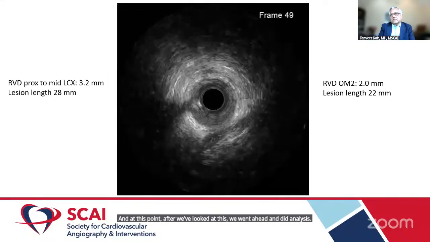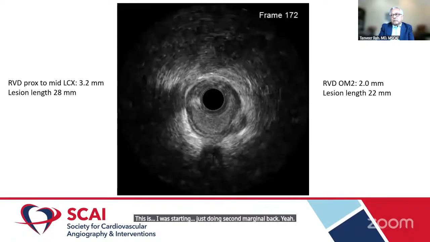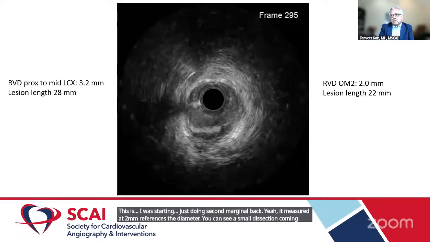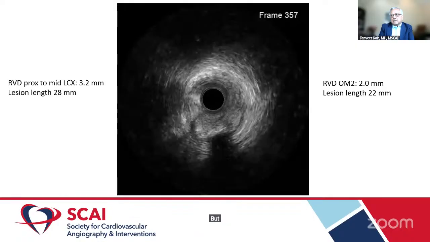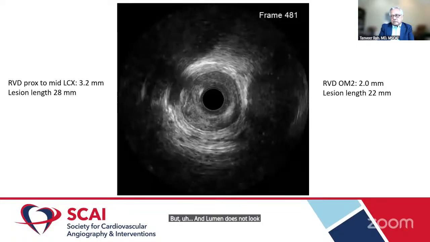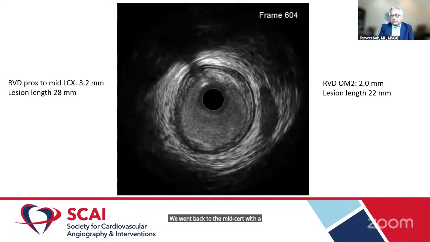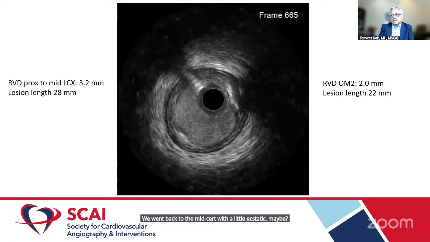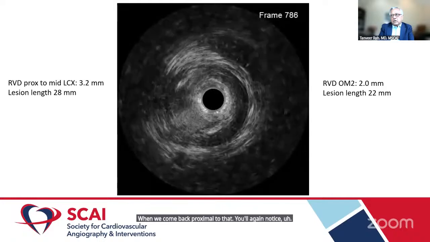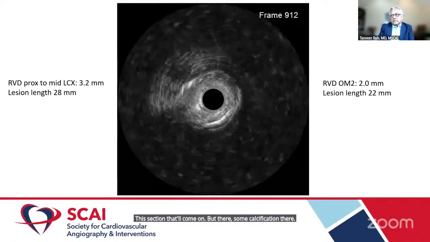And this is IVUS starting in the second marginal, going back. It measured a 2 millimeter reference diameter. You can see a small dissection coming up soon, right there. And the lumen does not look terribly compromised. We went back to the mid-circ, which was a little ectatic maybe. And when we come back proximal to that, you'll again notice a dissection that will come on right there, with some calcification there.